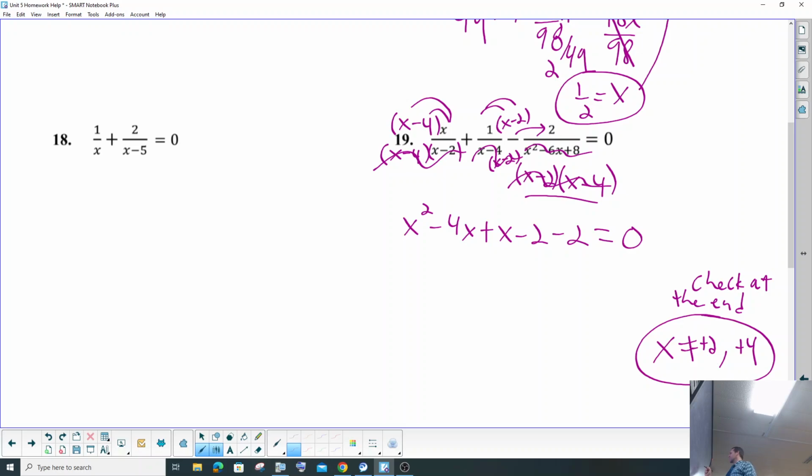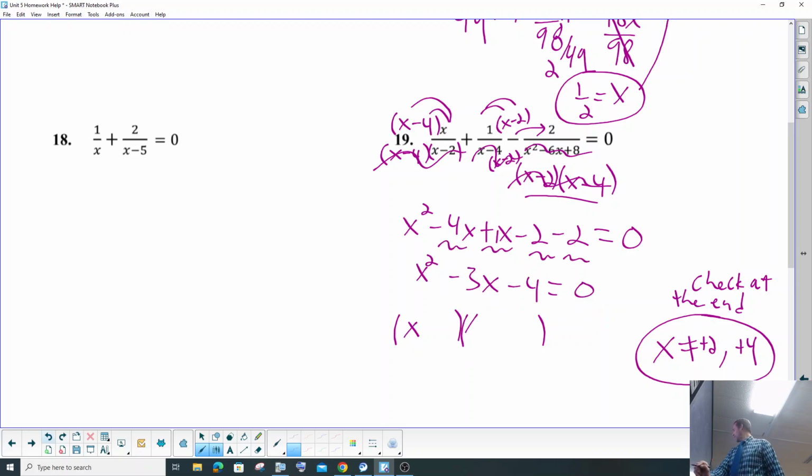Okay, so that's going to be an x squared. Negative 4x plus 1x is a negative 3x. Pause me, try it on your own. That's a minus 4 equals 0. So now we're going to factor it. We get x and x. 1 and 4. The sign in the middle term goes with the bigger number.